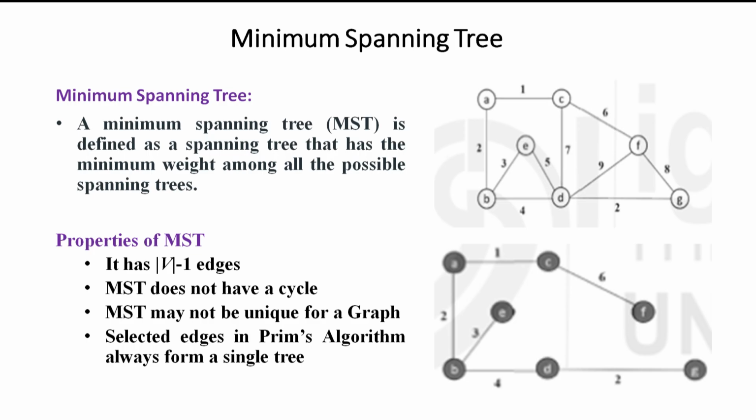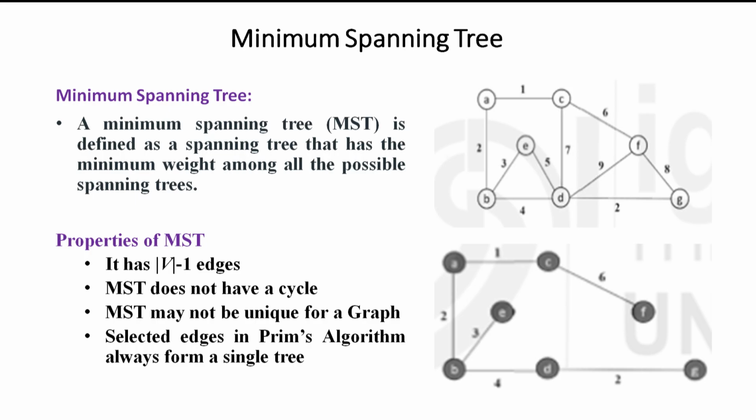And selected edges. Today we are going to discuss Prim's algorithm to create the minimum spanning tree. Selected edges in Prim's algorithm always form a single tree. Here in this slide you can see that the upper one is the graph and the bottom one is the minimum spanning tree.